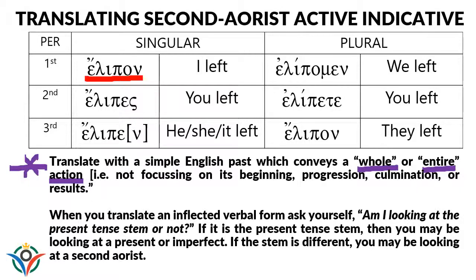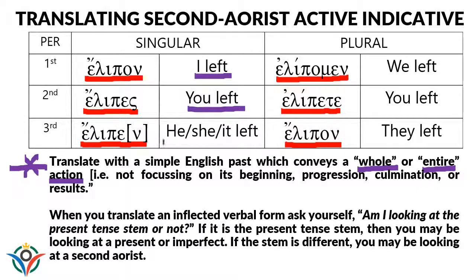So let's go through those forms very quickly again. We have elepon, elepes, elepen, elepamen, elepete, and elepon. And we would translate that as elepon, I left; elepes, you left; elepen, he or she or it left; elepamen, we left; elepete, you left; and elepon, they left.